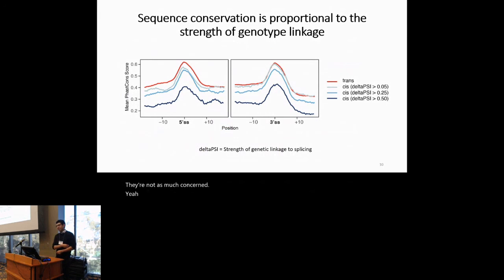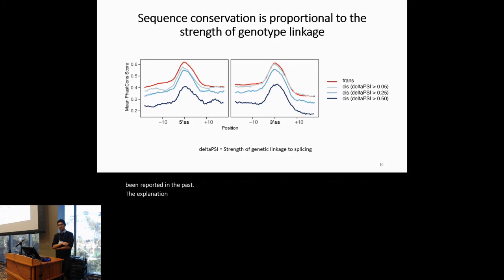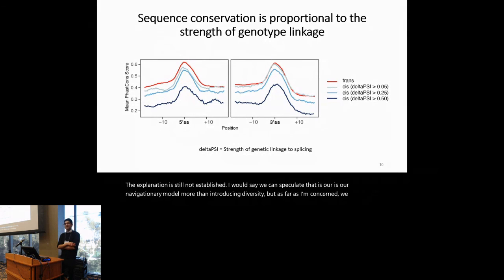Yeah, the short answer is I don't know. There is a body of evidence that says that allele-specific regulation, be it splicing or expression, is sort of an evolutionary novel mode of regulation, meaning that the target genes or exons are less conserved. So that is a pattern that's been reported in the past. The explanation is still not well established, I would say. We can speculate that it's an evolutionary novel mode of introducing diversity. But as far as I'm concerned, we still don't have a clear answer to that.